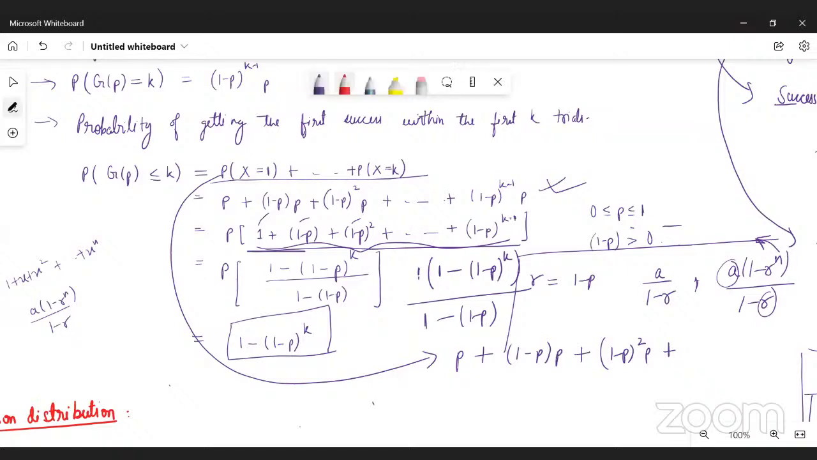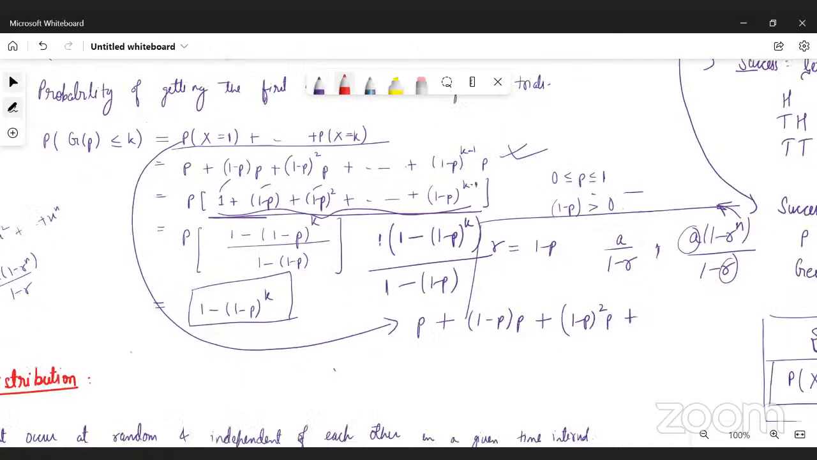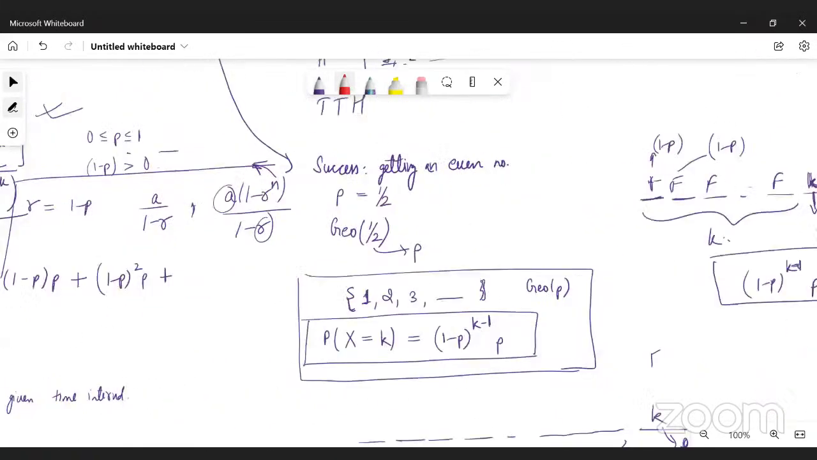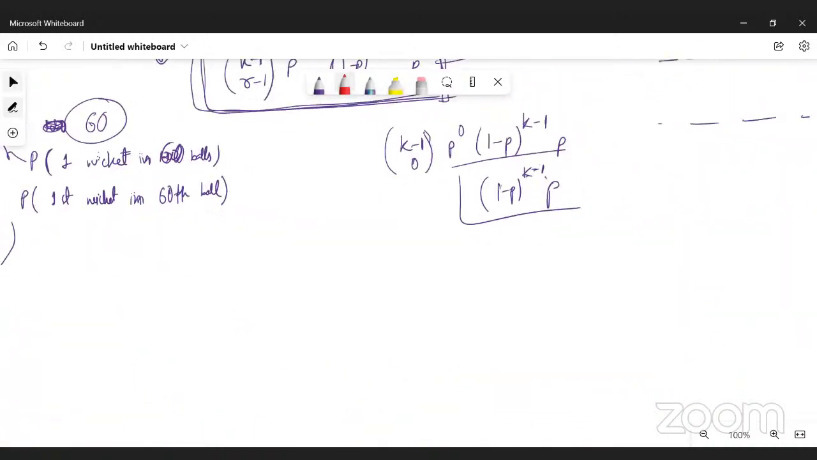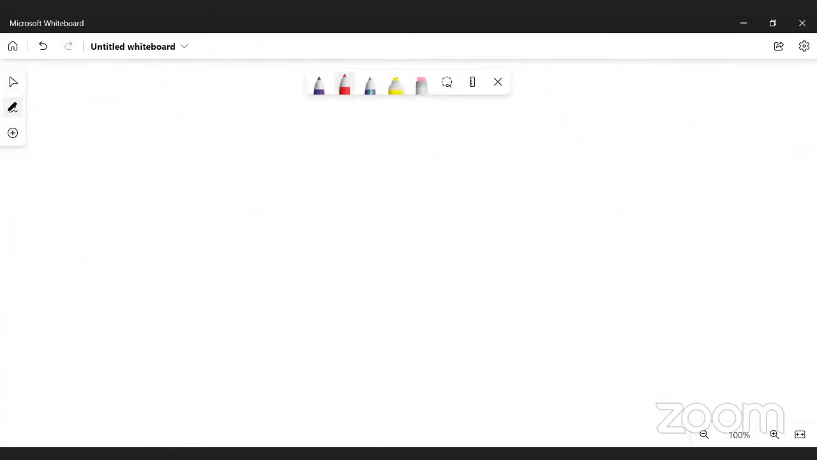So this is the sum of all terms, meaning the sum of all the probabilities? See, we were interested in finding the probability of getting the first success within the first K trial. Within the first K trial means either you can have the first success in the first trial, or in the second trial, or on the K trial. So we'll have to add all these probabilities, right?